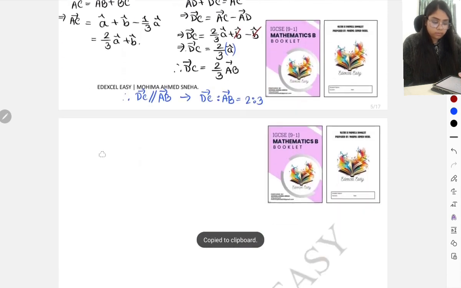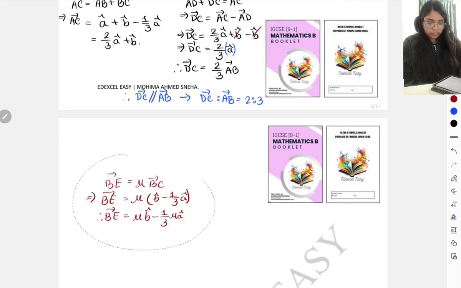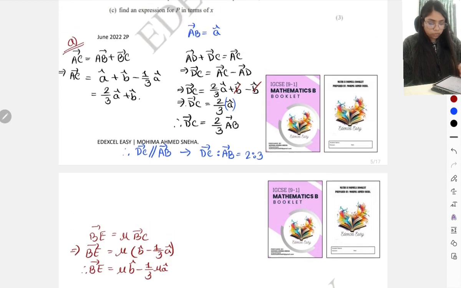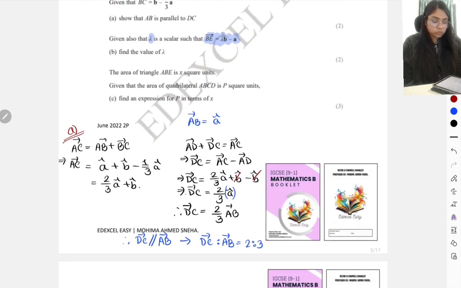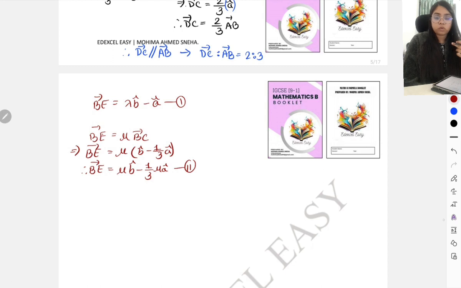So now we already have two different equations. This was the second equation that we calculated for the length of BE. The first equation was already given in the question, lambda B minus A. Now always remember that these two equations represent only one vector, right? That means if we have the values for lambda and mu, and if we simplify these two expressions, they would eventually lead to one value because they are already directing to one specific vector.